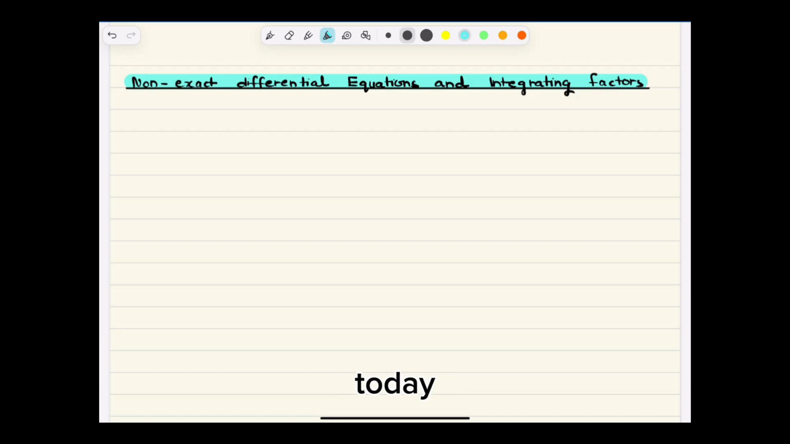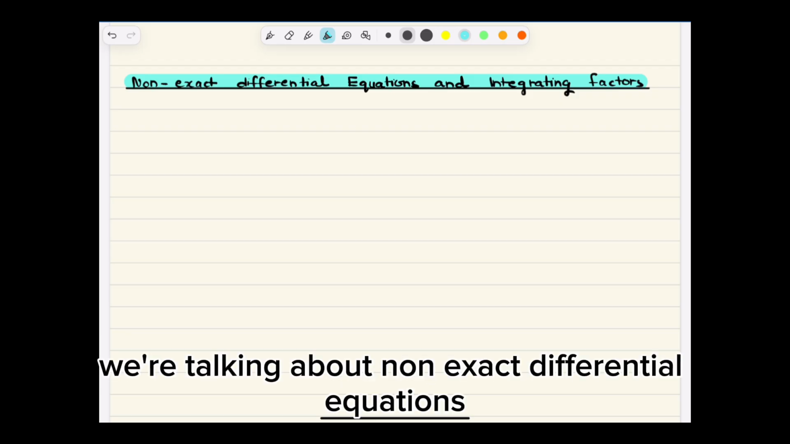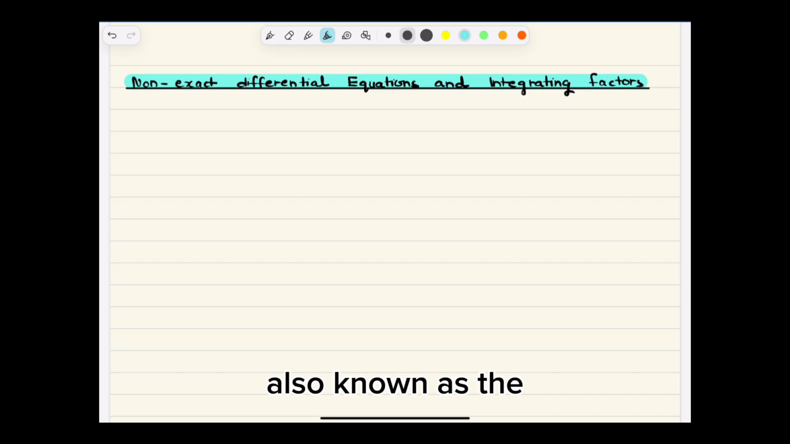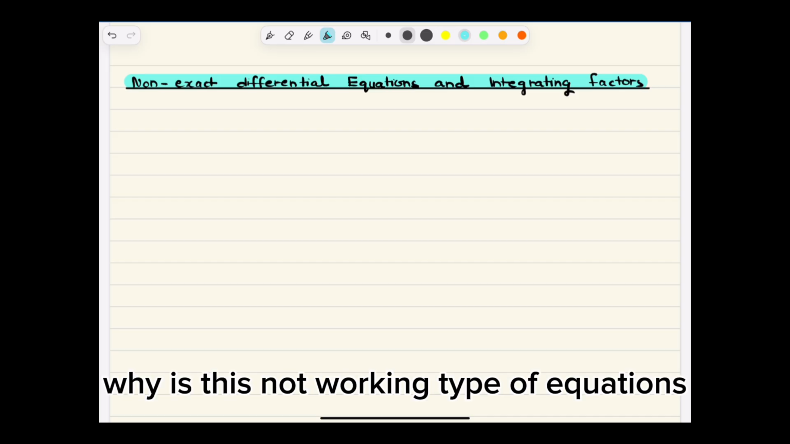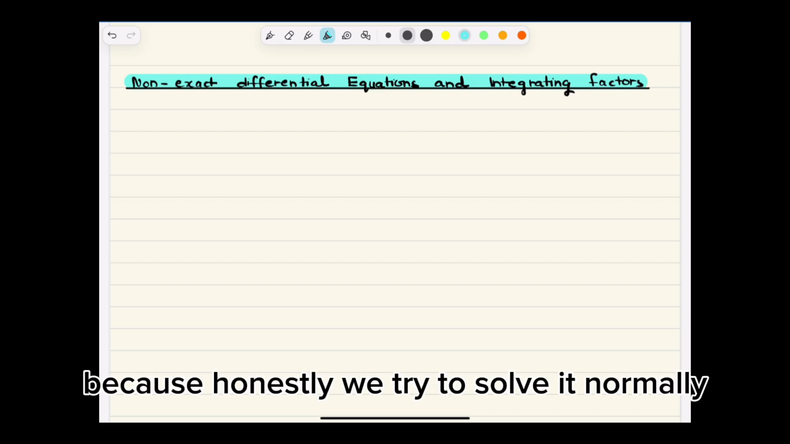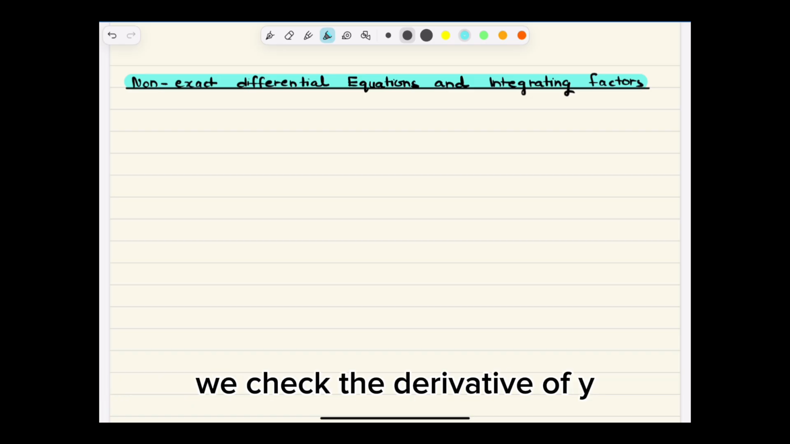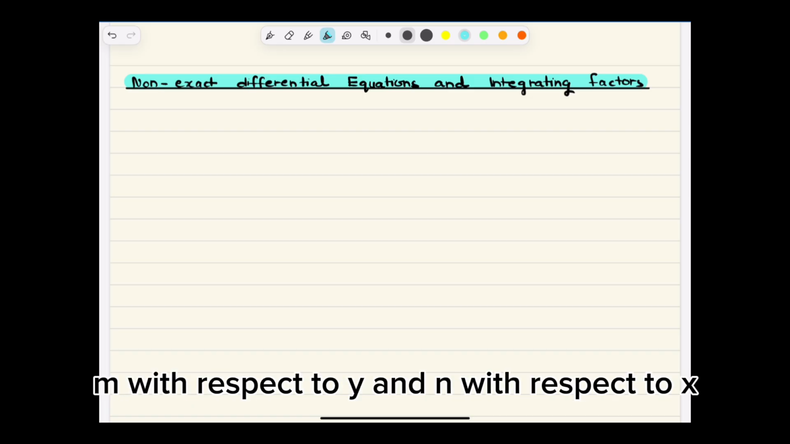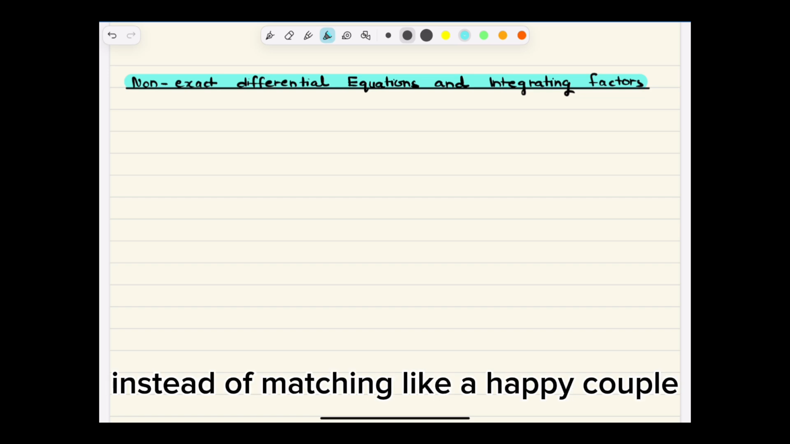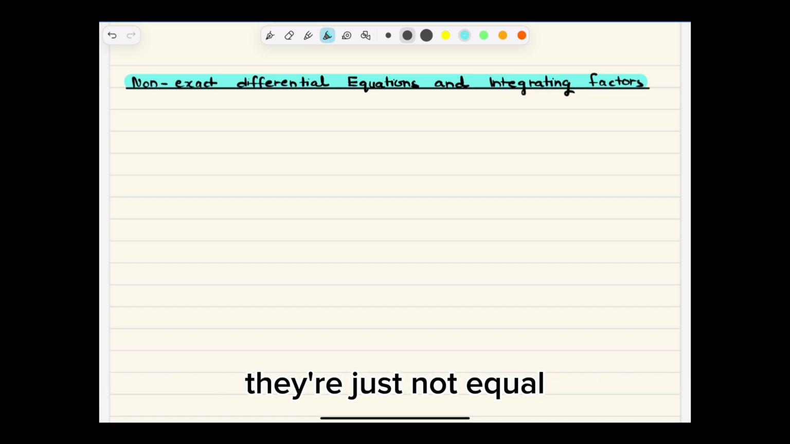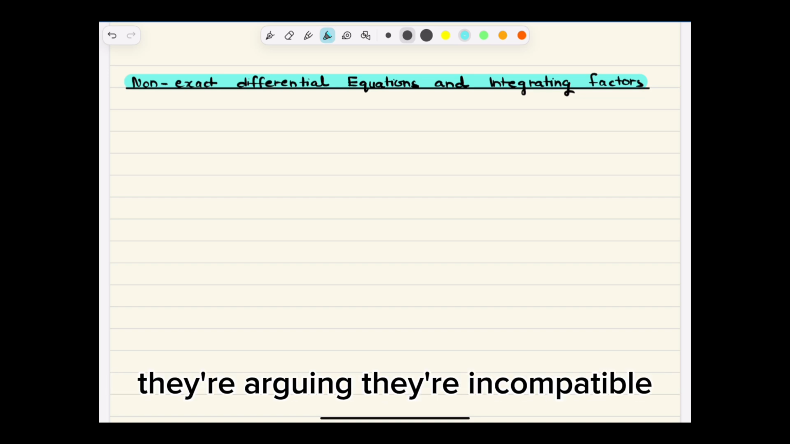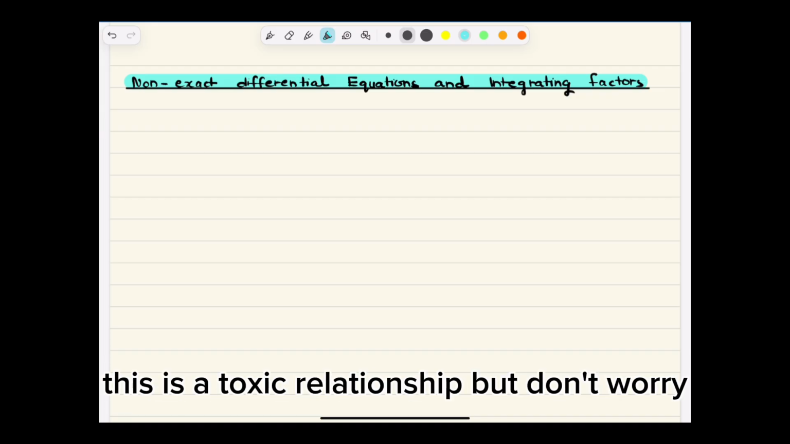Okay, so today we're talking about non-exact differential equations, also known as the "why is this not working" type of equations. Because honestly, we try to solve it normally. We check the derivative of M with respect to y and N with respect to x, and instead of matching like a happy couple, they're just not equal. They're arguing, they're incompatible. This is a toxic relationship.